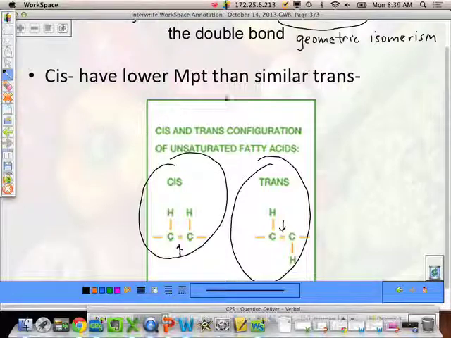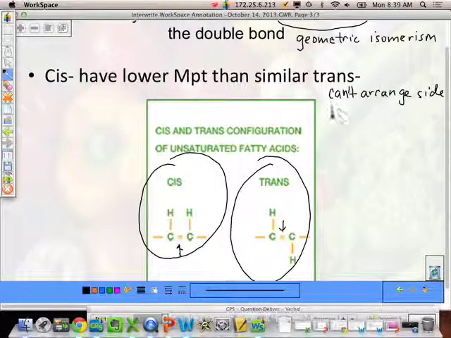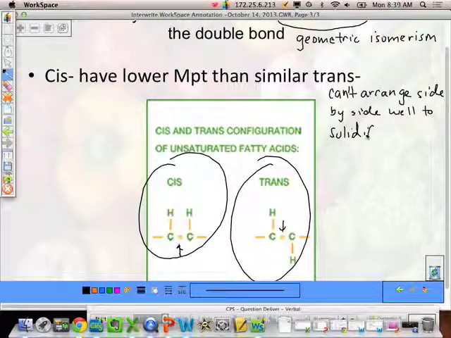The cis have a lower melting point than similar trans. So if we have the same sizes of the stuff, if everything else is comparable, we just have a cis versus a trans, then the cis has the lower melting point, and that's because they can't arrange side by side well. So this is decreased van der Waals forces.